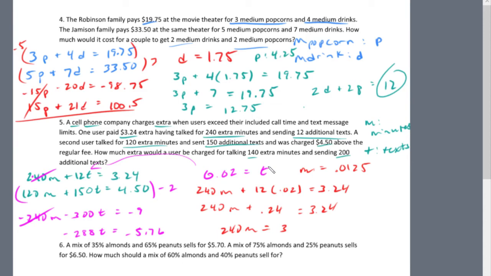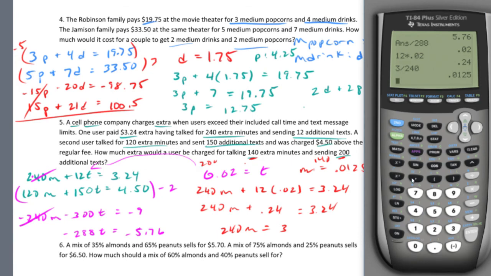All right, so now, how much are you going to be charged for 140 minutes and 200 texts? So we need 140 of these, so 140 times that number, and 200 times that number, and then add them together. So we need this times 140 plus 0.02 times 200. I'm not going to make it.